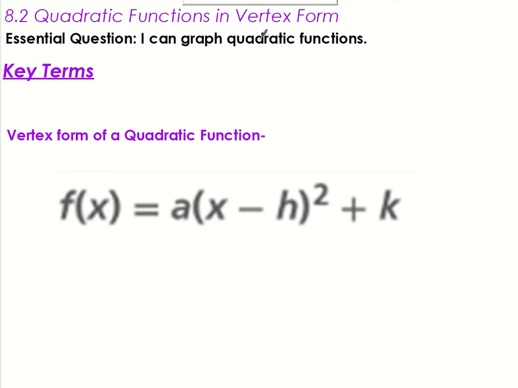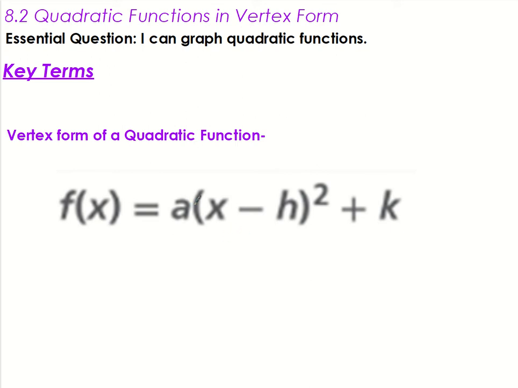Let's talk about some quadratic functions, but we're going to talk about how to graph them in vertex form. Now, you might hear me reference absolute value a few times in this video, so if you don't understand the absolute value function, that's going to make this very, very simple. Here is the HK formula, or the vertex form for the quadratic function.